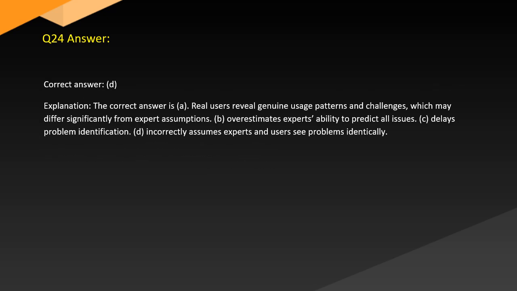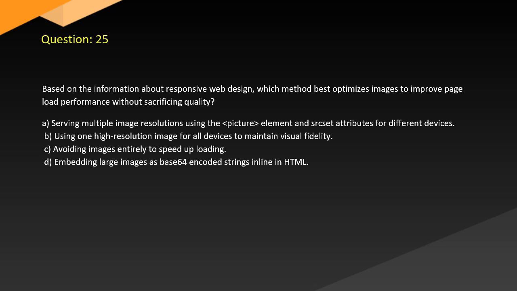Answer. Correct answer. D. Explanation. The correct answer is A. Real users reveal genuine usage patterns and challenges which may differ significantly from expert assumptions. B. Overestimates experts' ability to predict all issues. C. Delays problem identification. D. Incorrectly assumes experts and users see problems identically.